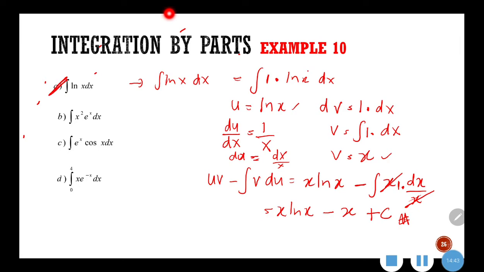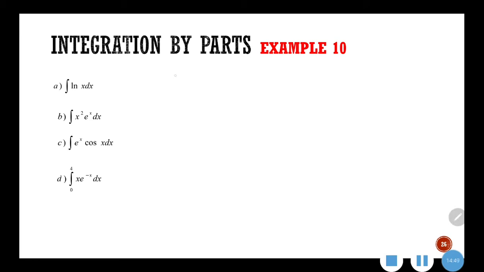Now let's try B. For B, the function is the integration of x square e to the power of x dx. We have an algebraic function, a polynomial function here. e to the power of x is an exponential function. So remember, the exponential function is the one at the bottom of the list. So in this case we will let u equals x square and dv equals e to the power of x dx.